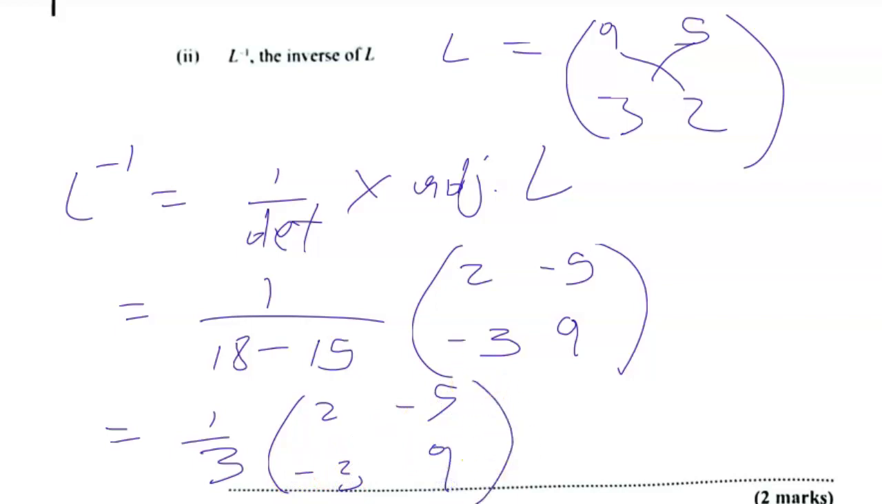And we can go even further by multiplying each term in the matrix by 1/3. So 1/3 of 2, that's 2/3. 1/3 of negative 3, that's negative 1. 1/3 of negative 5, that's negative 5/3. 1/3 of 9, that's positive 3.